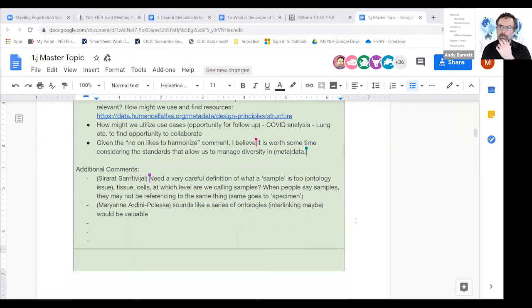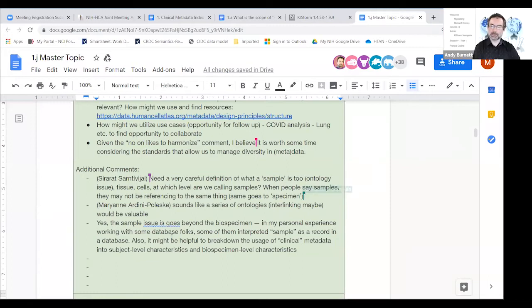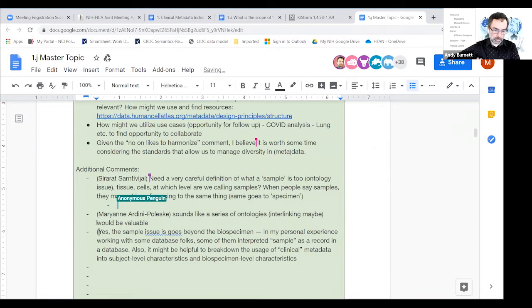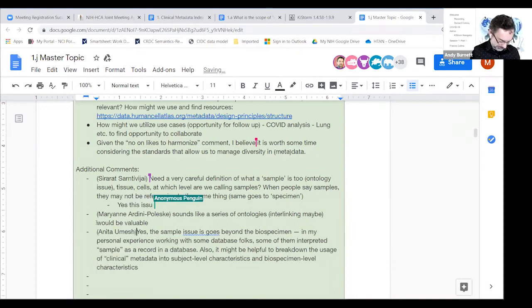And Kristin, I see that Anita Umesh has also put a comment in our chat box. I don't know if you have enough screen space to see, I have not been able to see comments while I'm moderating. Anita, would you like to unmute yourself if you want to explain that to the group? Oh, hi. Can you hear me? Hey, yes, we can hear you.